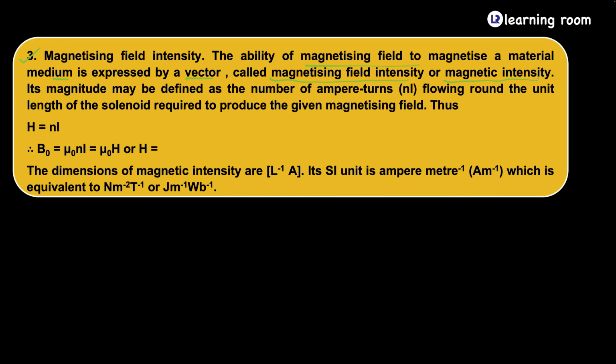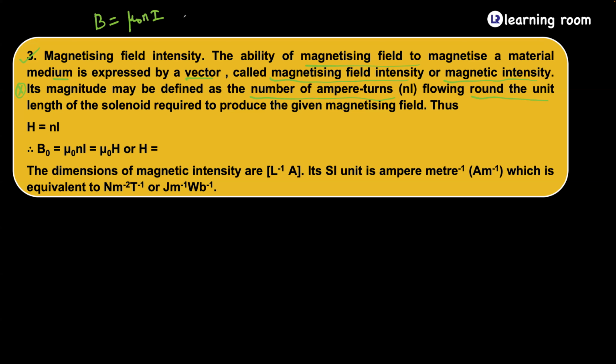And how are you going to represent the mathematical expression for it? Listen to this carefully. For every term that we are seeing, first we will see the definition of it, and second we will see the mathematical definition of it. The mathematical definition of magnetizing field intensity is that it is expressed as the number of ampere turns flowing around the unit length of a solenoid. If I say B for a solenoid is mu naught into N into I, read the statement carefully. It is the number of ampere turns, meaning number of turns multiplied with ampere, flowing around the unit length of a solenoid.